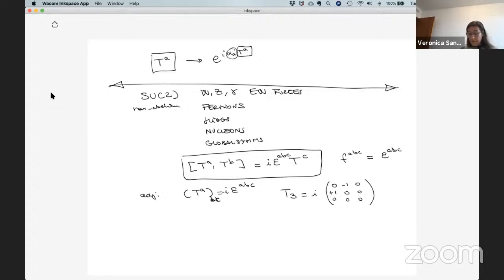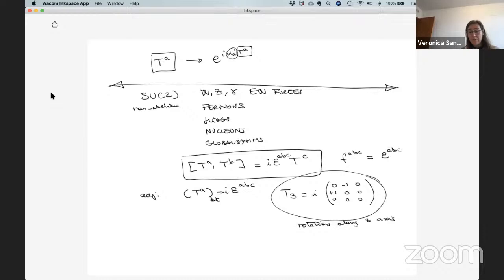Now, the same happens with T2 and T1. You can write explicitly these entries. Now, notice that this T3 is exactly the same matrix that you will get if you did rotations along the z-axis.